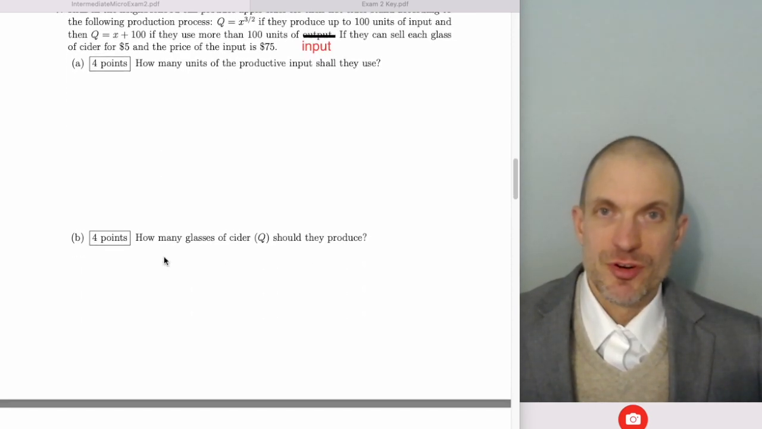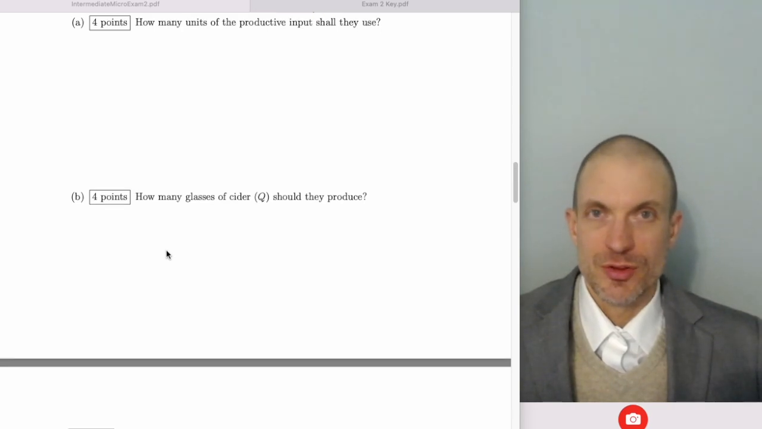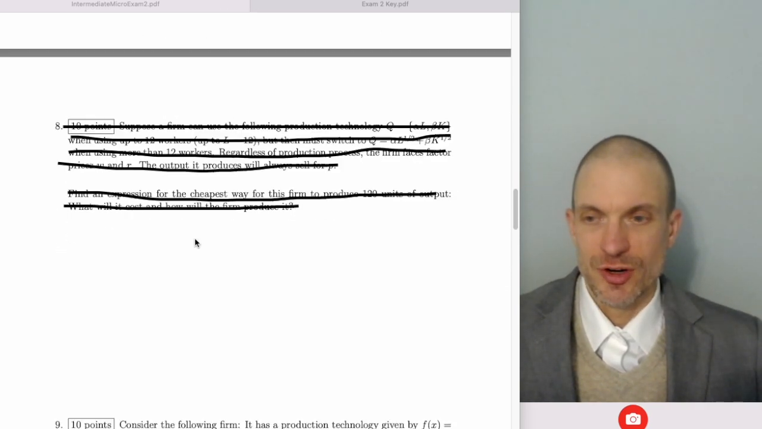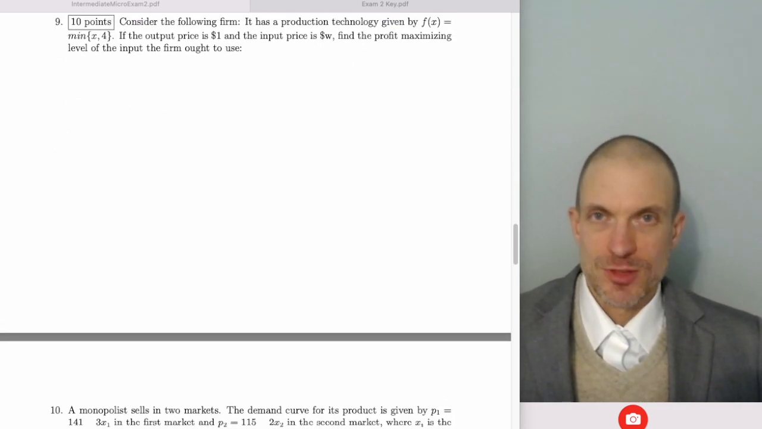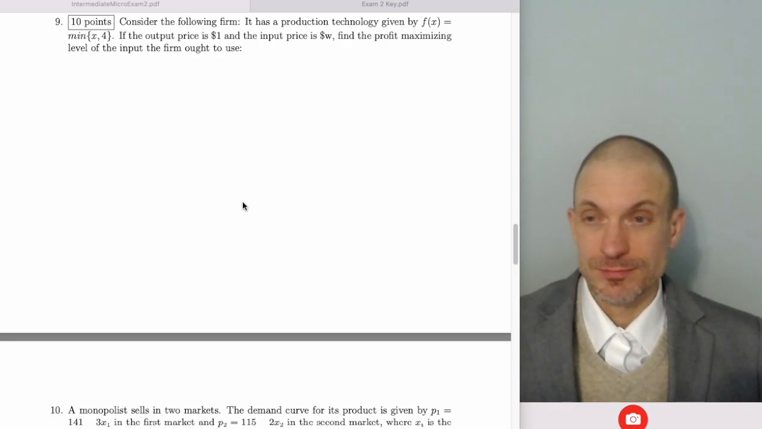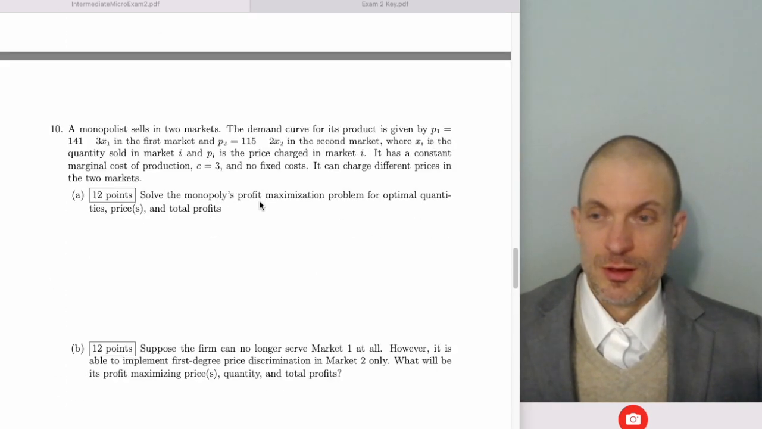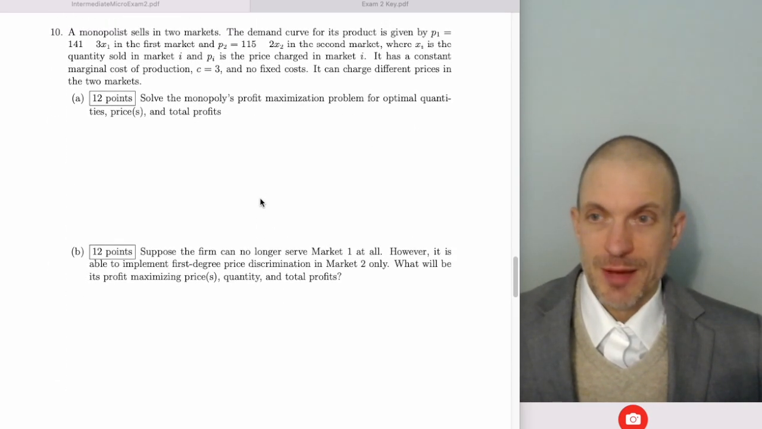This exam covers basically producer theory, so it's following closely with Varian. So it starts with technology, cost curves. We don't do question 8. I took that off the exam. Cost curves, cost minimization, profit maximization, monopoly, profit maximization, price discrimination, monopoly pricing. Right, there's a monopoly question.